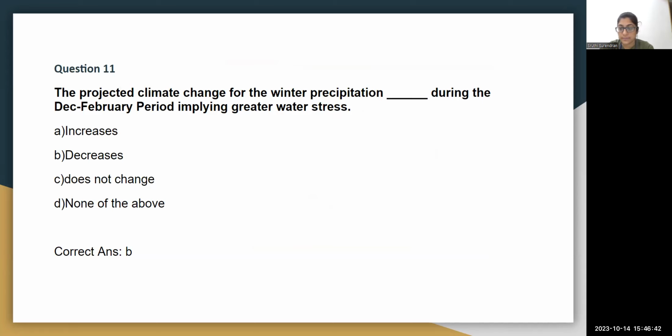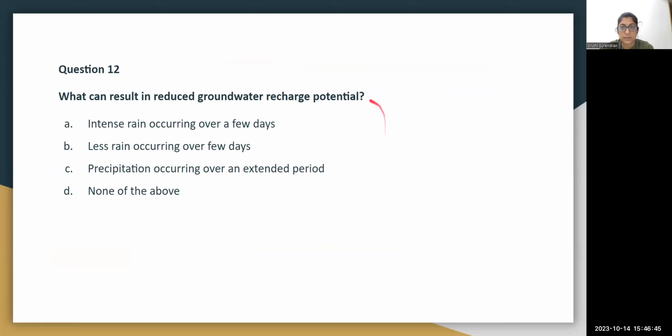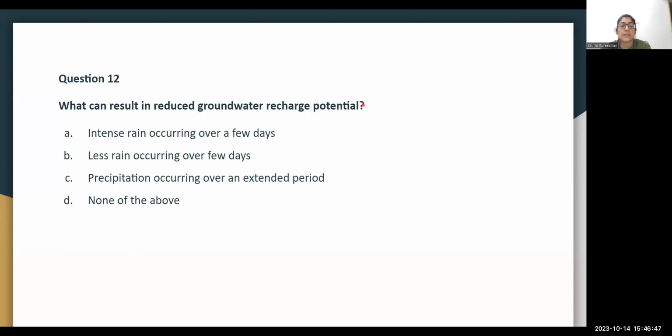Moving on to the next question. What can result in reduced groundwater recharge potential? Intense rain occurring over a few days, less rain occurring over a few days, precipitation occurring over an extended period, or none of the above.